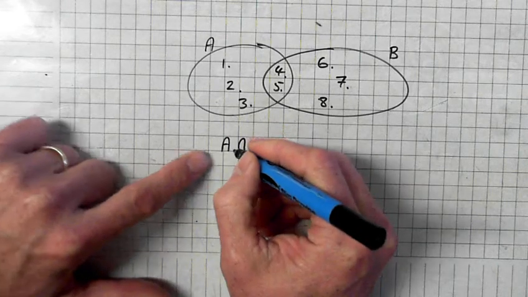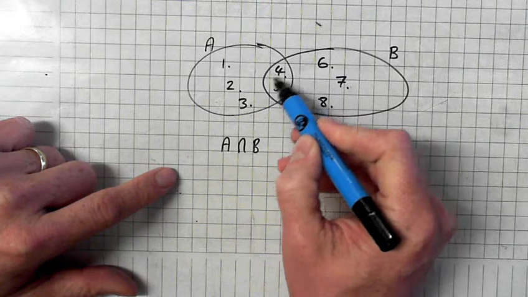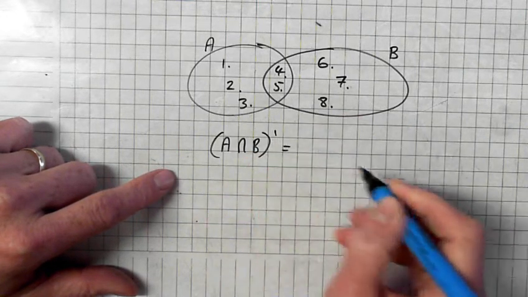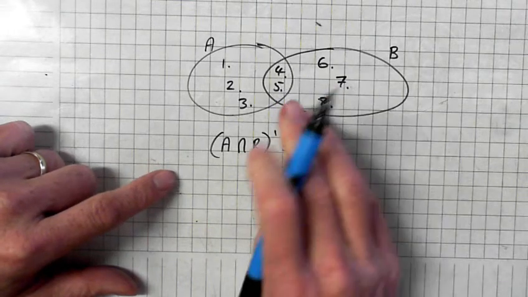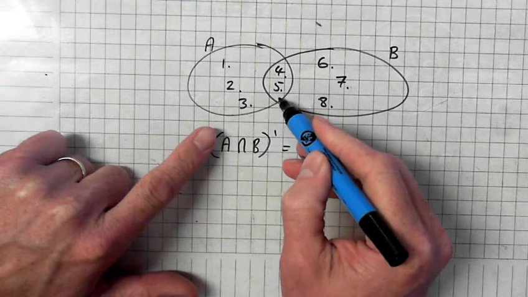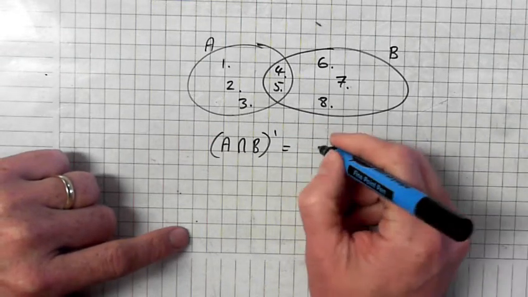A intersection B, complement. A intersection B is what A and B have in common. Then the complement is everything outside. So first of all, look at A intersection B. That's 4 and 5. Complement: everything outside of that. 1, 2, 3, 6, 7, 8.